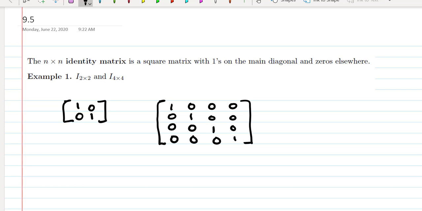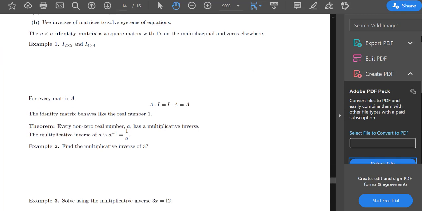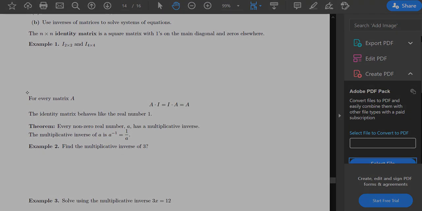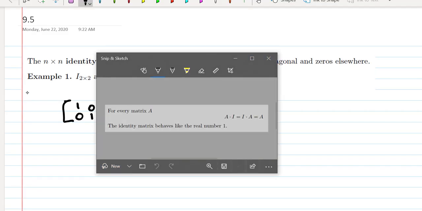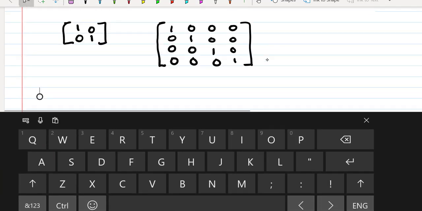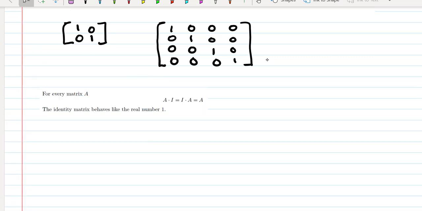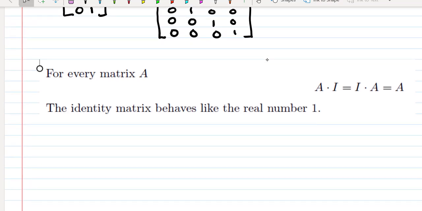The identity matrix behaves like the number 1. If I multiply the number 1 by anything, what happens? Well, it stays the same. So for every matrix A, I have A times I equals I times A equals the original matrix A. Just like with numbers, if I multiply by 1, I don't change anything. Well, if I multiply by the identity matrix, I also don't change anything.